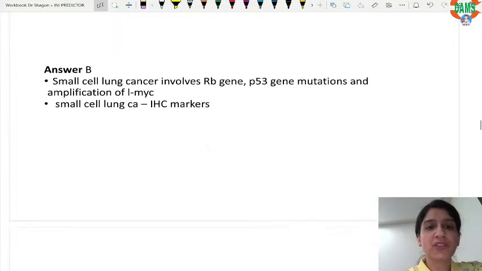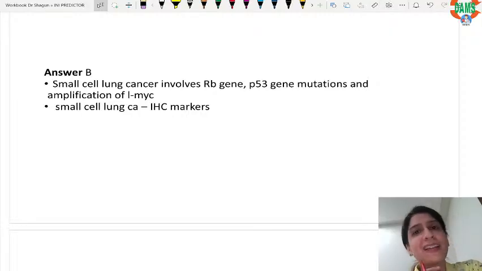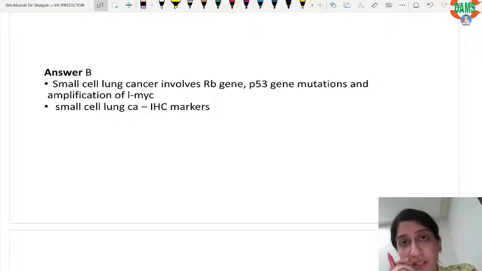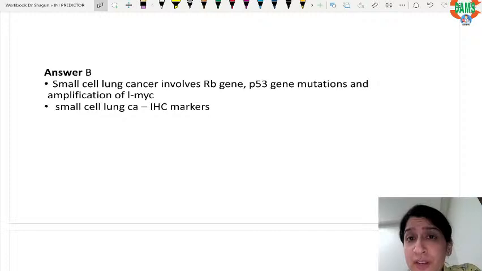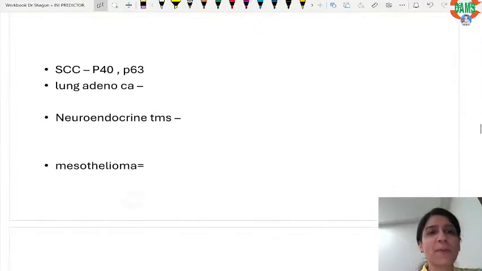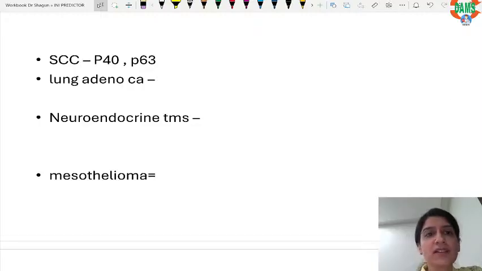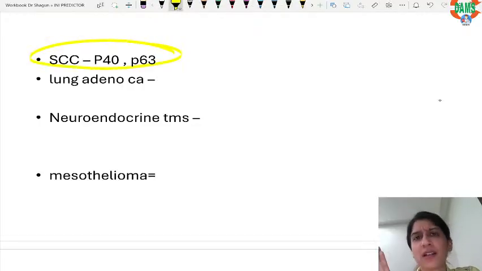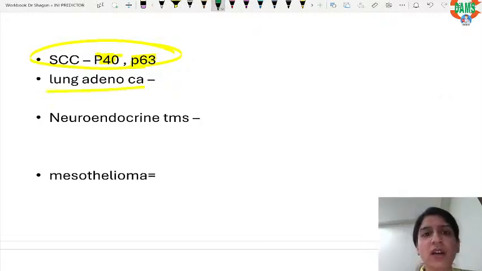Now if I'm talking about lung cancer, again, I said, Puneet, I'm going to talk about it because another important topic, a favorite of your INI, is going to be your IHC markers. They have a special love for them, so I cannot forget about them. If I talk about the important IHC markers for SCC, any squamous cell carcinoma, whether it's lungs, esophagus, I do not care, they are going to be P40 positive, P63 positive. For lung adenocarcinoma, they are napsin A positive and TTF1 positive.